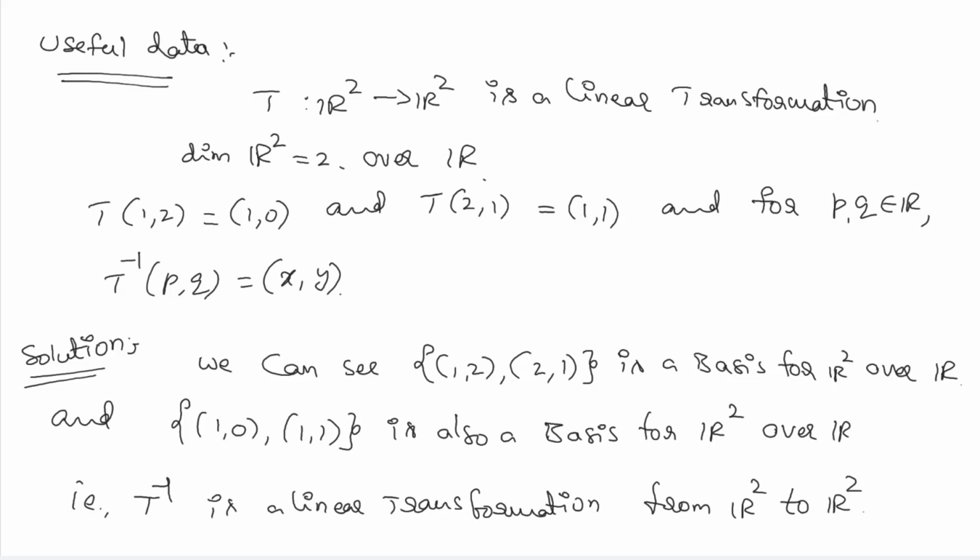So now the question is, what is the value of T inverse of P comma Q, when P and Q are real numbers? Since T inverse is also a linear transformation, we can calculate the image of P comma Q with respect to the linear transformation T inverse, but with the given two conditions.